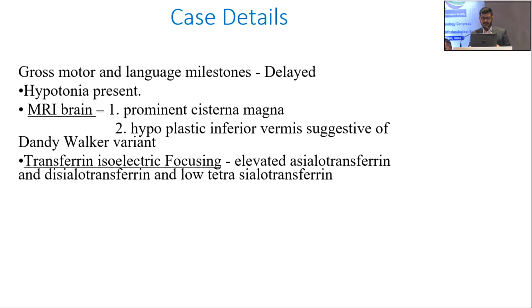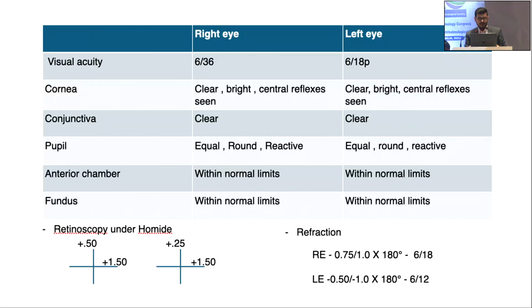Gross motor and language milestones were delayed, hypotonia was present. MRI brain was done as suggested by the pediatrician, which showed a prominent cisterna magna and hypoplastic inferior vermis suggestive of Dandy-Walker variant. Transferrin isoelectric focusing showed elevated asialotransferrin and disialotransferrin, and low tetrasialotransferrin. On ocular examination, visual acuity was 6/36 and 6/18. Cornea, conjunctiva, pupil, anterior chamber and fundus were within normal limits. We did retinoscopy under homatropine, which revealed a refractive error of +0.75 and +0.5 spherical, with -1 cylinder in each of the eyes, best corrected to 6/18 and 6/12.